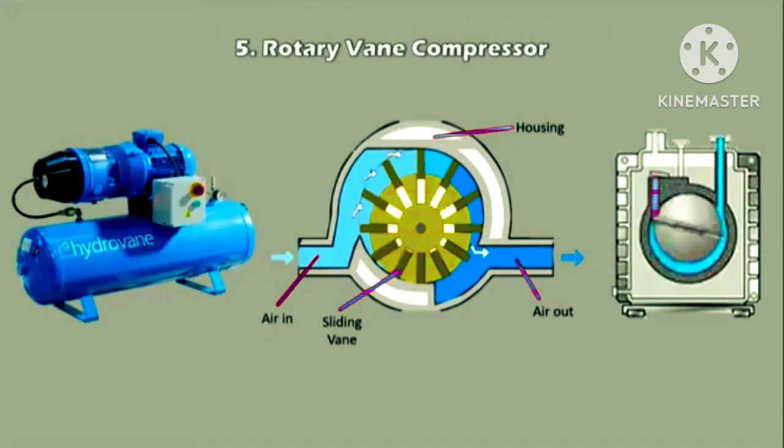As air enters through the inlet, it's trapped between the vanes. As the rotor turns, the volume of the trapped air is gradually reduced. The reduction in volume raises the pressure.